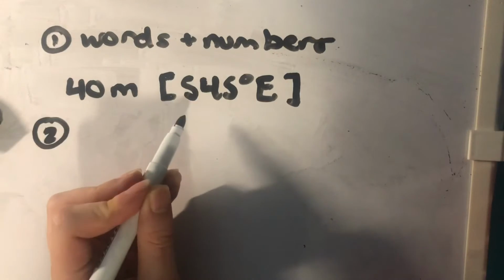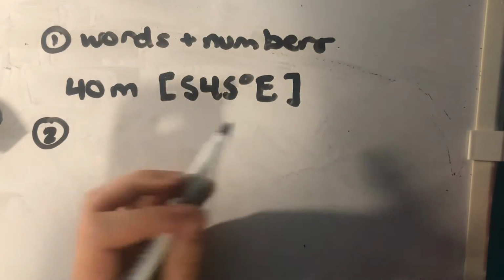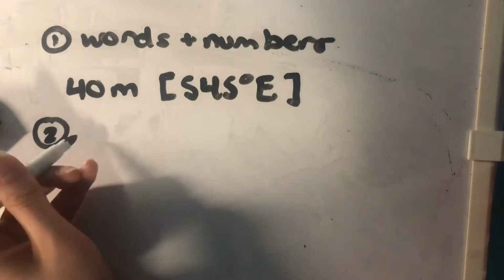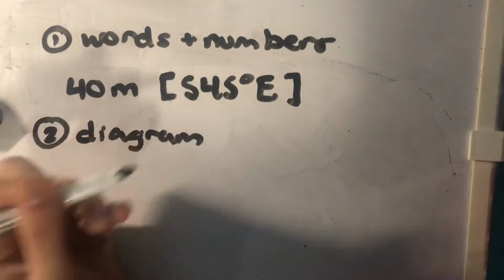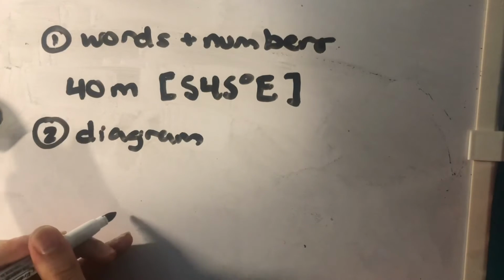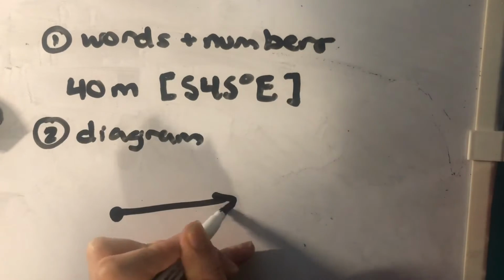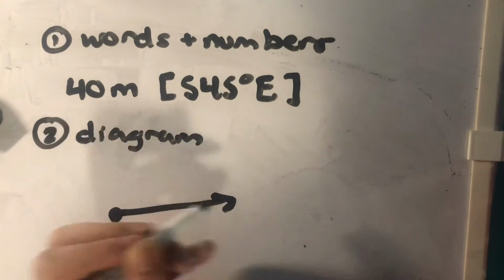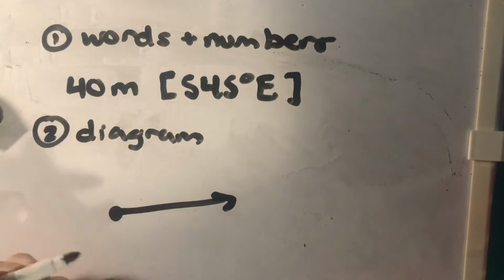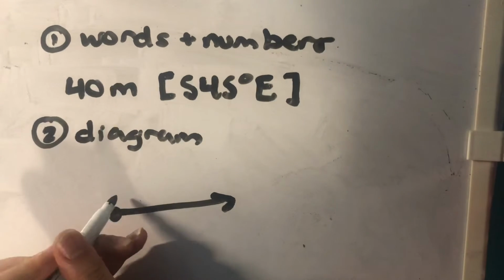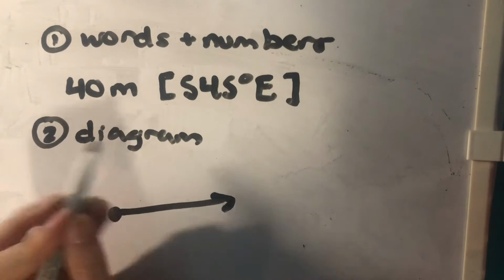So you might be wondering what this south 45 degrees east would look like visually, and that's actually where the second way to represent vectors comes in, and that's using a diagram. Vectors are represented with a tail, a line, and a head. This is a head, think of it like an arrowhead, and the tail just being this little dot at the end. For the diagram, you want your length of this arrow to be proportional to the size of the vector.